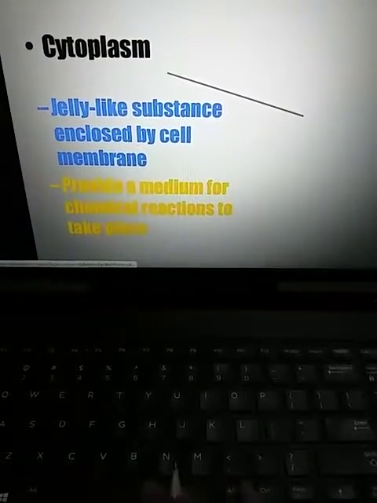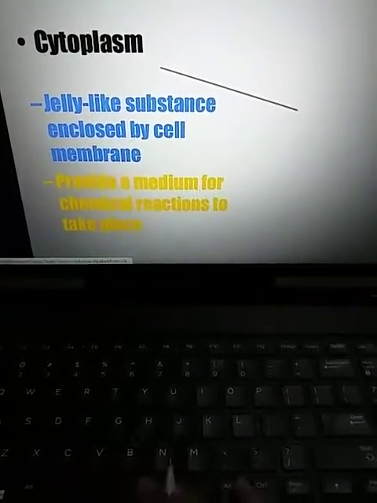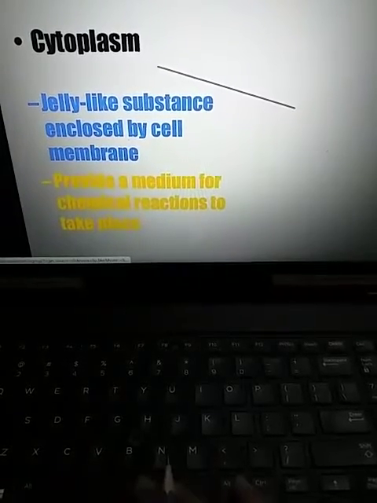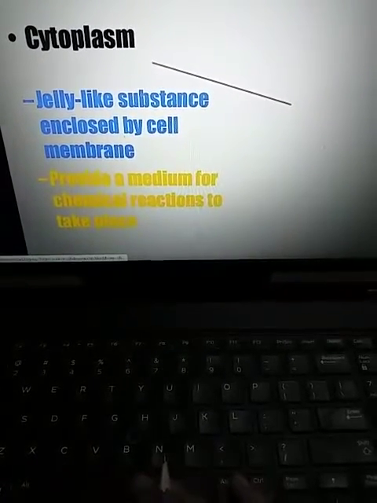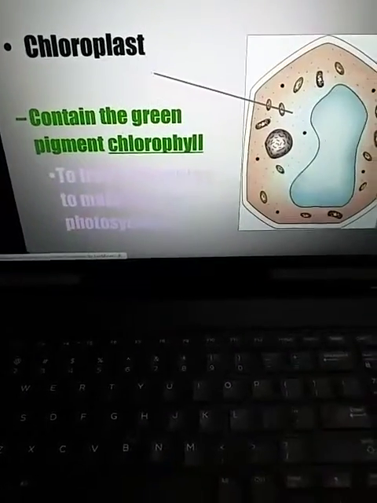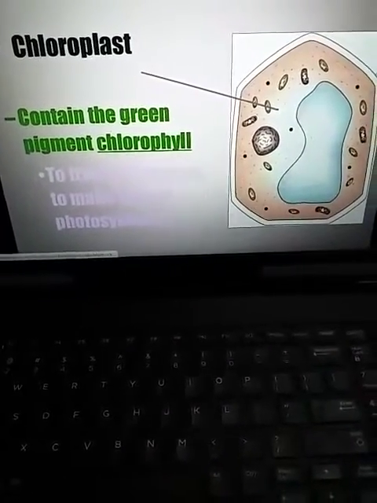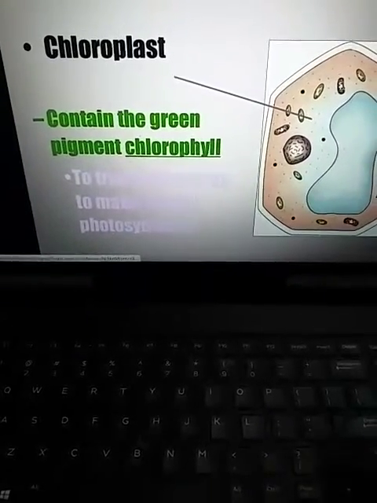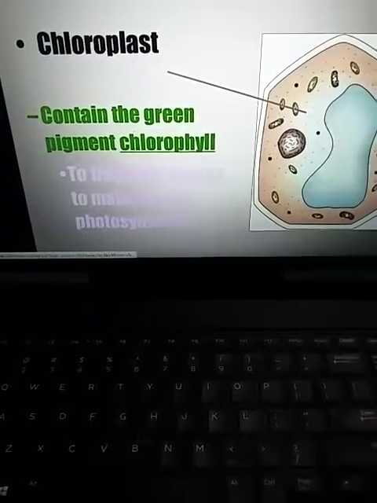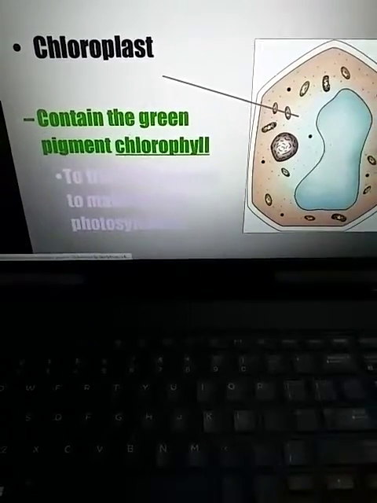And next we will see what are the functions and the basic composition of the cytoplasm. Jelly-like substance enclosed by the cell membrane. It provides a medium for the chemical reactions to take place. So all kinds of metabolic reactions which are taking place in the cell are happening in the organelles, and these organelles are suspended in the cytoplasm. So that provides a site for the biochemical reactions actually.